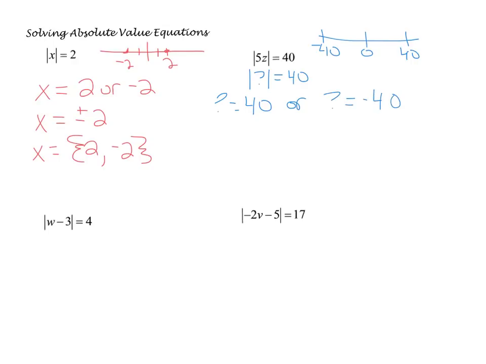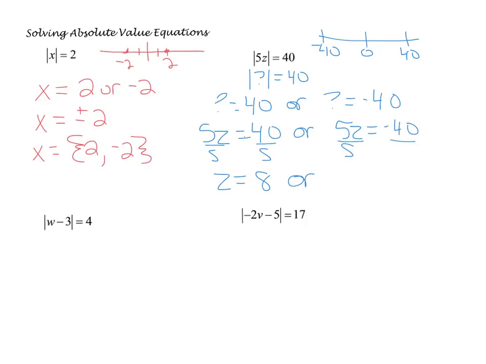Well, the something here is 5z. So either 5z equals 40 or 5z equals negative 40. So now we have 2 equations to solve. We're going to divide both sides by 5 on the first one, and we get z is 8. And then on the second one, we're going to divide both sides by 5, and we get z is negative 8. Okay? So the solutions to this one are 8 and negative 8. Either one of those will make that true.